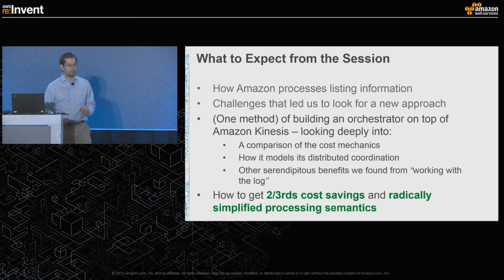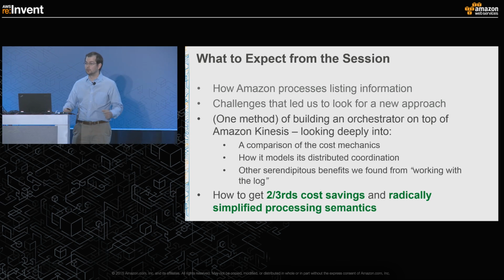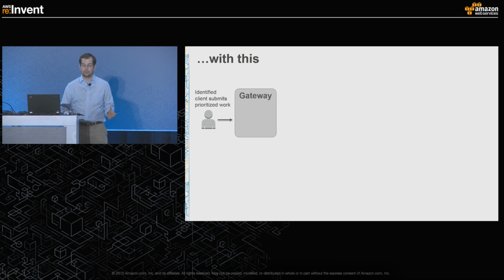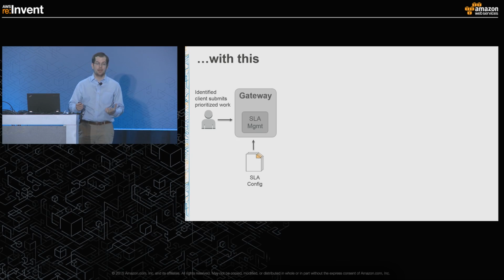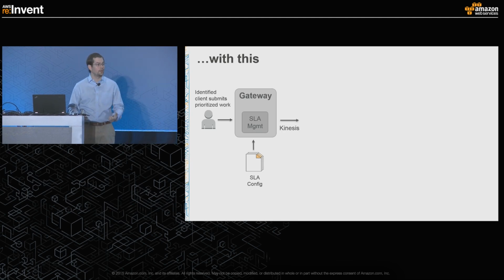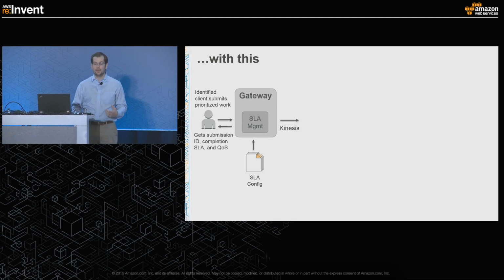So I want to go through how we got two-thirds of our cost reduced, as well as simplifying the processing semantics of the downstream systems that we were using this orchestrator to compose over. The architecture that we came up with looks something like this, so it has a gateway. That gateway has a settings or SLA configuration. So when someone submits work to the system, it will go and work out contractually when it should execute that work and encode that information into a handoff to Kinesis, and then return that contract back to the user. This is a very important thing for us, and we'll get into why as we go forward.